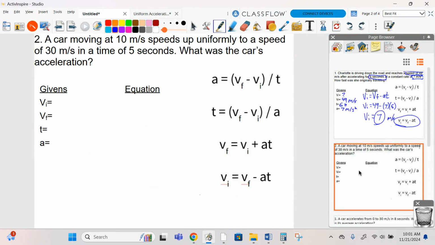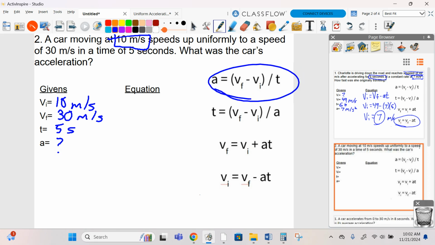Back to question number 2 then. A car is moving at 10 meters per second, speeds up uniformly to a speed of 30 meters per second in a time of 5 seconds. What is the car's acceleration? Car is moving at 10 meters per second. That is my initial velocity. Meters per second always measures velocity. It goes from this to 30. 30 is my final velocity, and it took 5 seconds. Wanting to know, what is the car's acceleration?